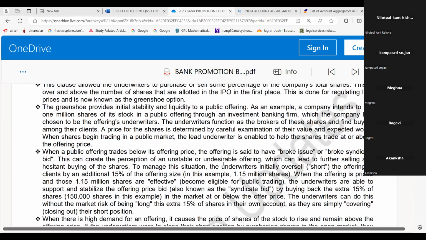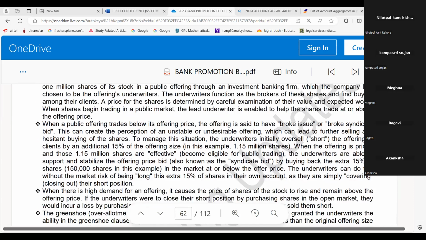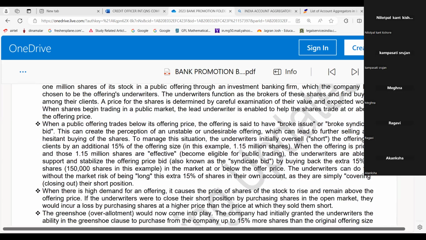As an example, a company intends to sell 1 million shares of its stock in a public offering through an investment banking firm, which the company has chosen to be the offering's underwriters. The underwriters function as the brokers of these shares and find buyers among their clients. A price for the shares is determined by careful examination of their value and expected worth. When shares begin trading in a public market, the lead underwriter is enabled to help the share trade at or above the offering price. When a public offering trades below its offering price, the offering is said to have a broke issue or broke syndicate bid.